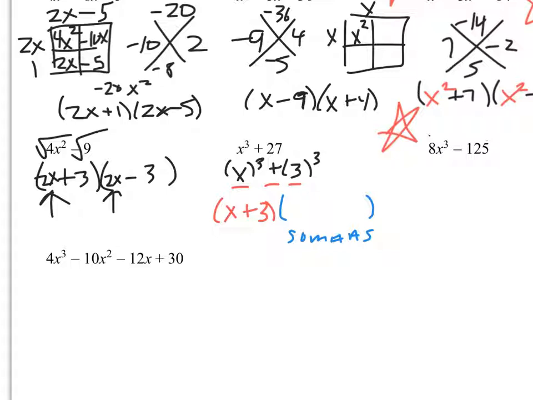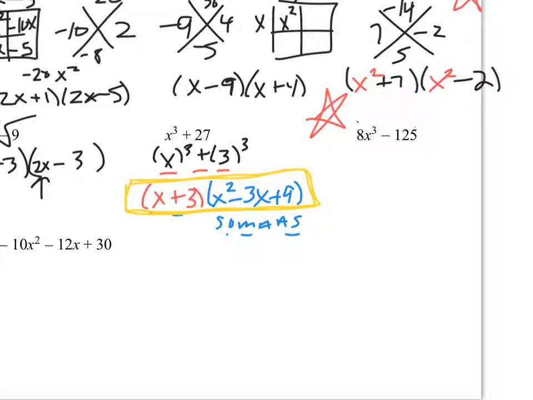To get the rest of it, you're going to do SOMAS on the x plus 3. So what does the S stand for? Square your first term, x squared. O stands for opposite sign, the opposite of plus is minus. M means multiply your terms, x times 3 is 3x. A is always add, and the last S is square your second term, so 9. And this whole thing is my answer. The SOMAS gives me the trinomial, but you have to have the binomial there too. Otherwise, you just kind of rewrote the problem and magically made something disappear.